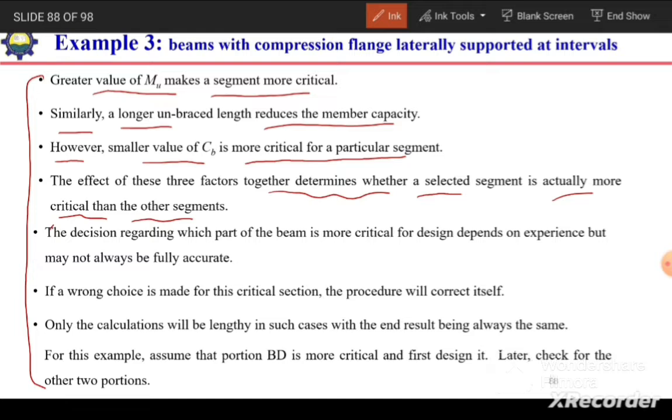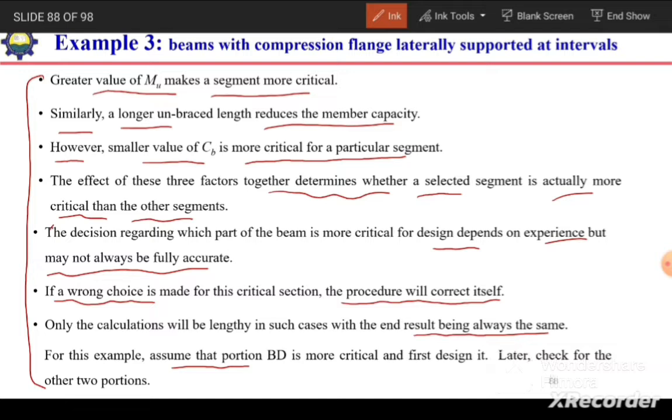The decision regarding which part of the beam is more critical for design depends on experience but may not always be accurate. If for example we have made the wrong choice, instead of BD, if I select that CB is the most critical, what will happen? If a wrong choice is made for the critical section, the procedure will correct itself, because only the calculation will be lengthy in such a case, with the end result being always the same. For example, assume the portion BD.